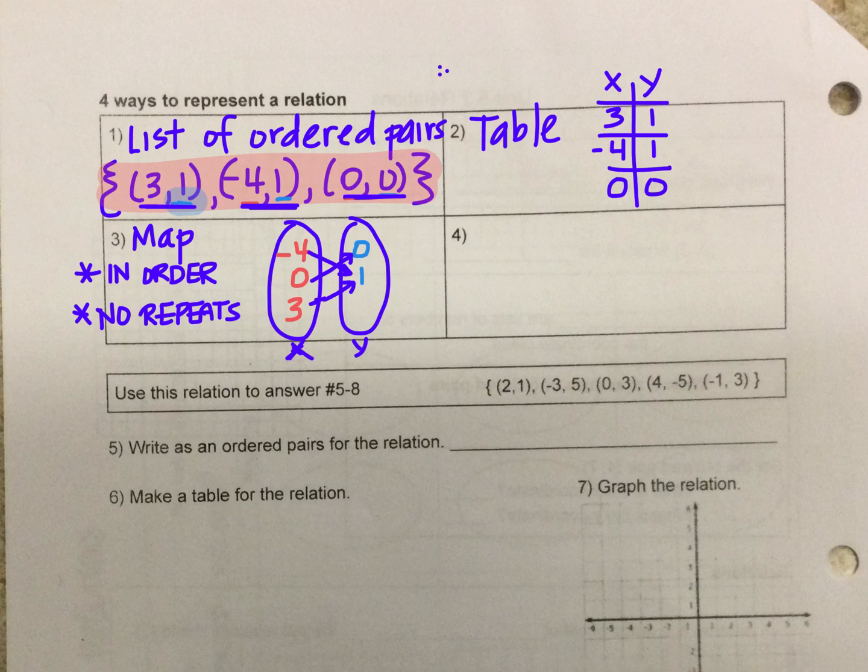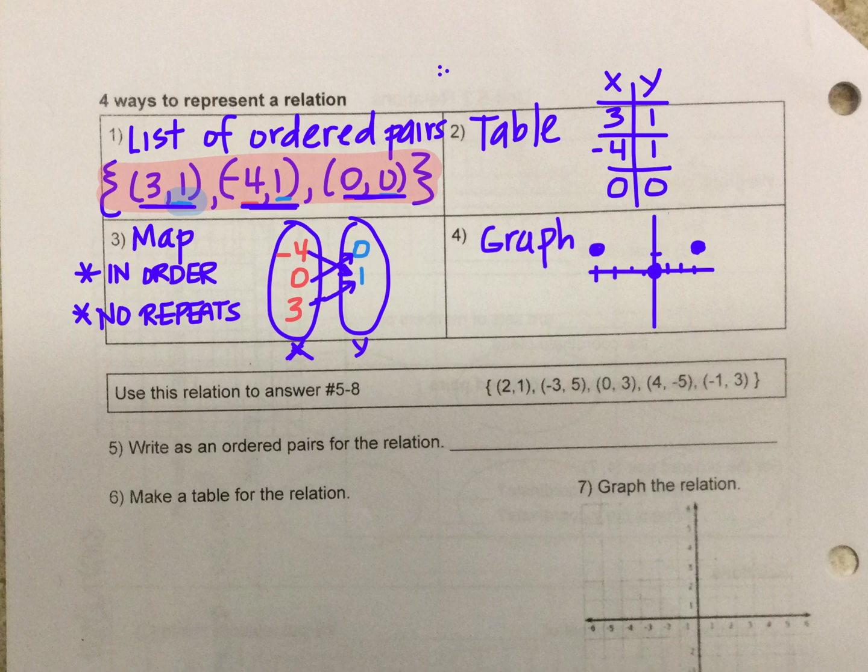The last way is to graph. So first I'm going to graph my 3, 1 dot. I'm going to go over 3, up 1. So I'll put my dot about right there. The next one is -4, 1. 1, 2, 3, 4, negative. And I go up 1 again, so that one goes there. And the other point is at 0, 0. So those are my 3 points when I graph them. So these are the 4 ways I can represent a relation.